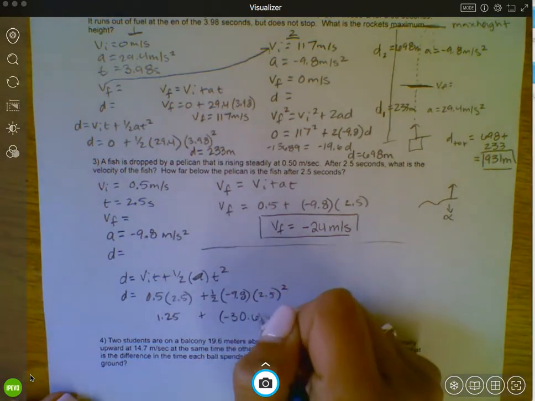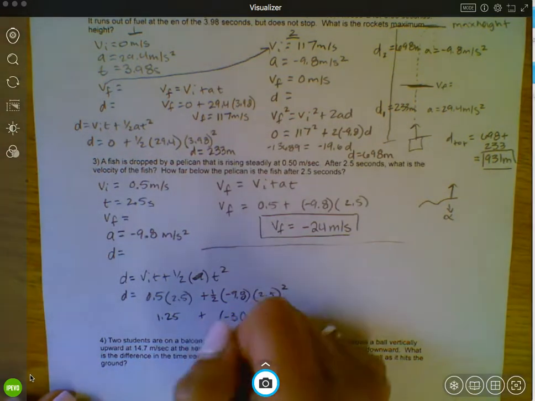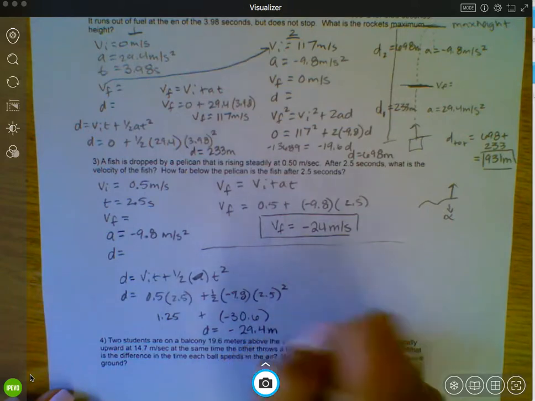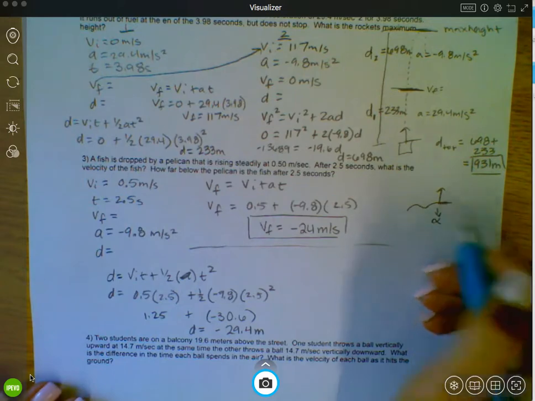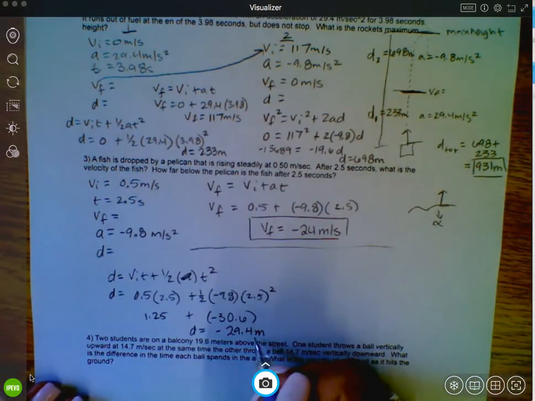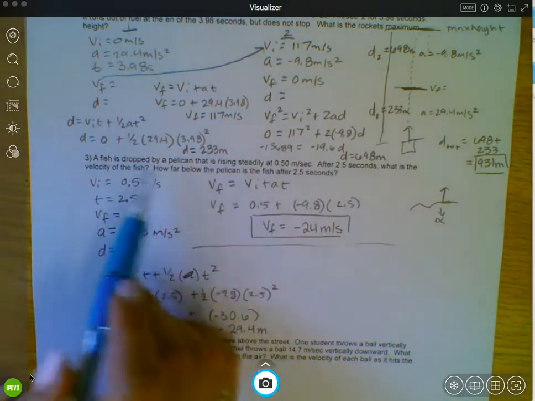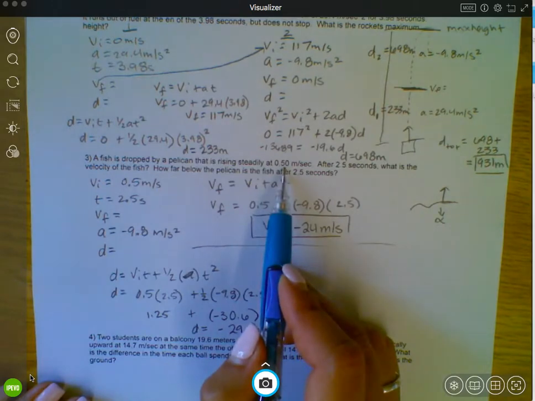Because it can get a little weird here. So you get displacement equals negative 29.4 meters below where it was dropped. But keep in mind, this is tricky. It's, yes, 29.4 meters below where it was dropped, but in that 2.5 seconds, the pelican has continued to move upward with this speed of 0.5 meters per second.